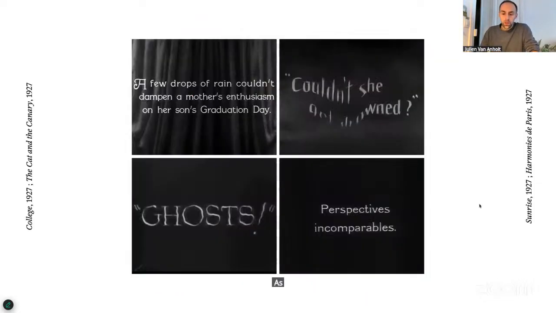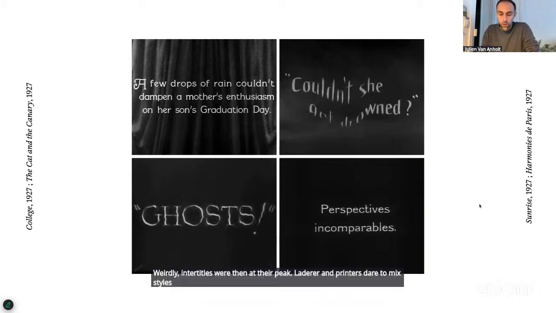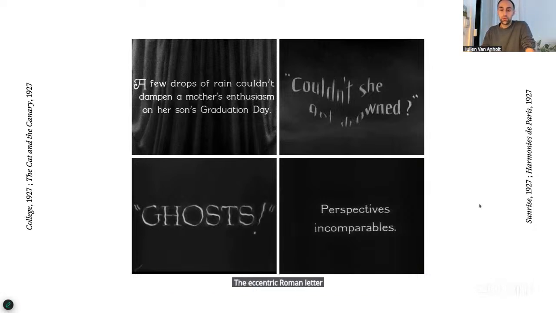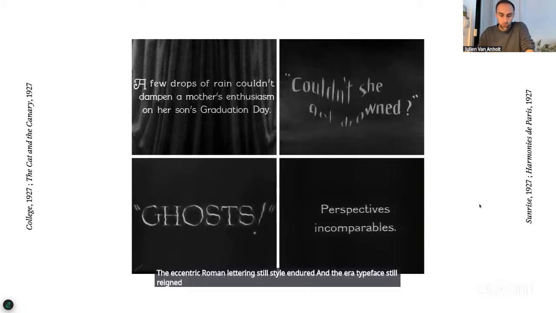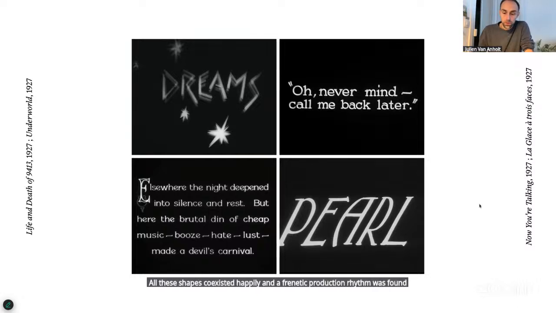Aside from Hitchcock, in 1927, the peril threatening silent cinema was not at all felt in the intertitles. Weirdly, intertitles were then at their peak. Letterers and printers dared to mix styles in a delightful way. Some Gothic lettering rubbed shoulders with geometric sans serif. The eccentric Roman lettering style endured, and the era typeface still reigned in big American production. All these shapes coexisted happily, and a frenetic production rhythm was found, but the roaring 20s were coming to an end.